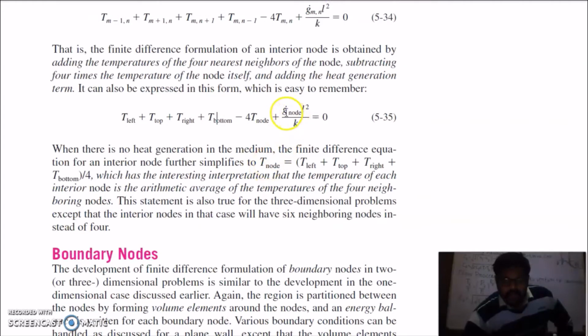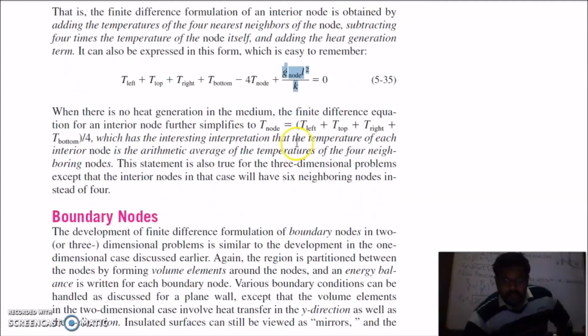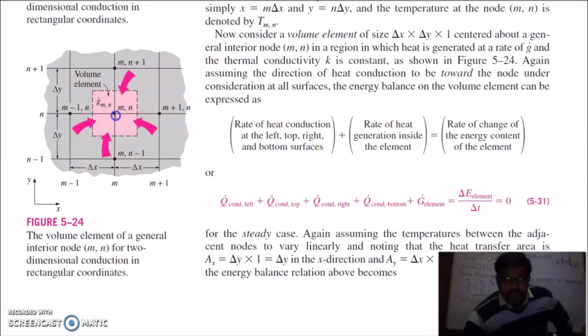Now if heat generation is 0 in this case, this term is 0, so you will get T node is equal to this, which has an interesting interpretation: the temperature of each interior node is the arithmetic average of the temperature of 4 neighboring nodes. Means this temperature is the sum of the 4 neighborhood node temperatures, which in this case is this node, this node, this node and this node. When you take the average of these 4 nodes, you will get the temperature of this node.